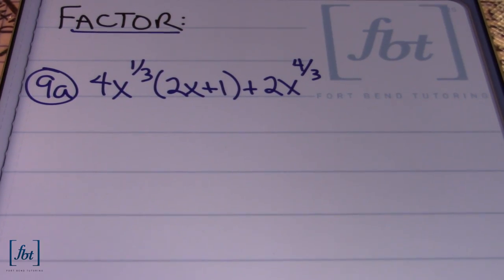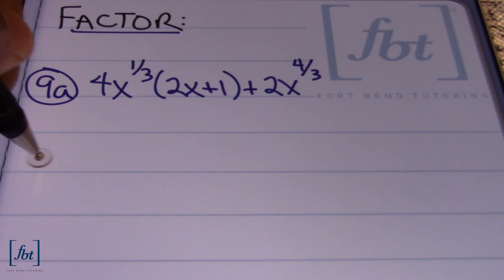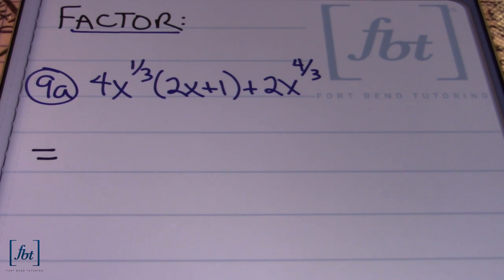All right, this is going to be our final set of problems, and we'll be factoring. Factoring with rational exponents. How do you like that? You didn't expect that to be in this video, did you? Surprised you. So here we have 4x to the 1/3 times the quantity 2x plus 1 plus 2x to the 4/3 power. We're always going to start with the greatest common factor when factoring anything.